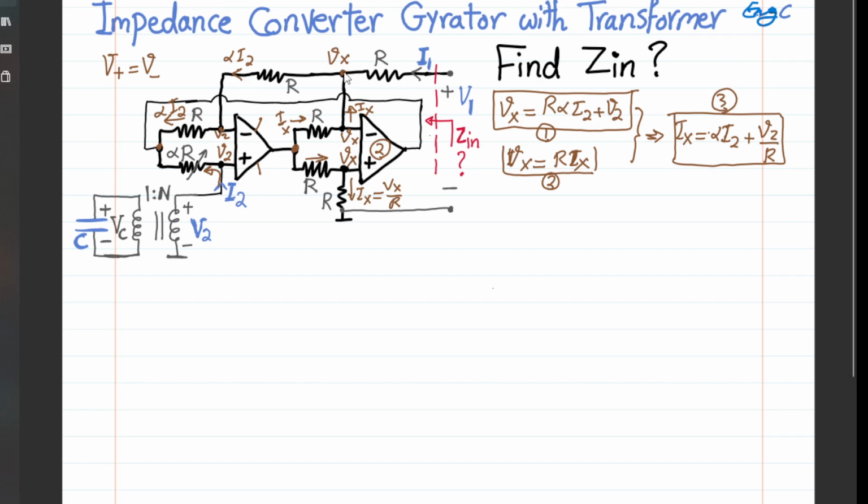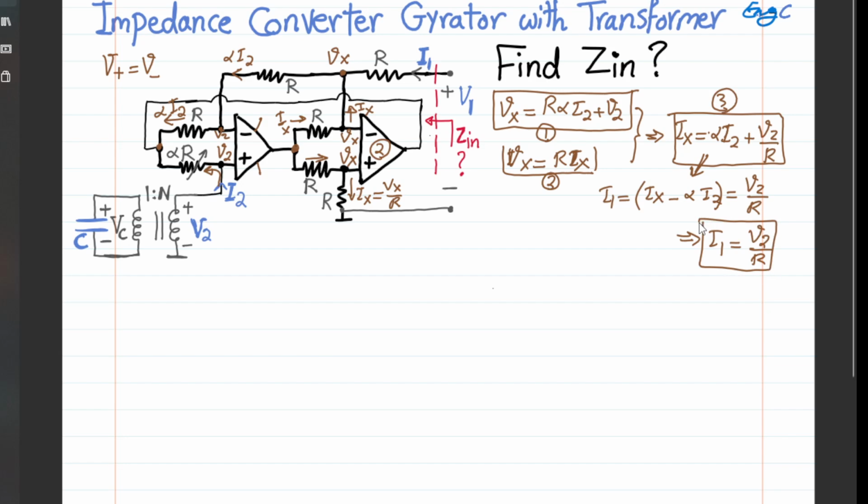Now at this node X, write a KCL. You can see from what is written here that I1 is simply alpha I2 that is flowing outward, so this alpha I2 that is going out minus Ix. And you can see that's exactly what we have here. So if you write this in the form of Ix minus alpha I2, take alpha I2 to the left side. On the right side, you have V2 over R. And on this side, Ix minus alpha I2 is simply I1. So there you go. What I arrive at is I1 is V2 over R.